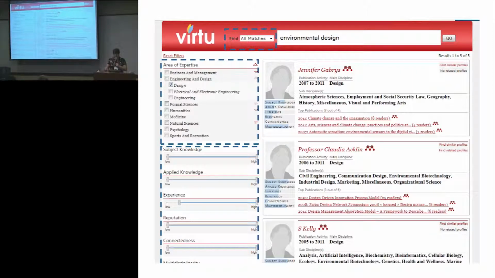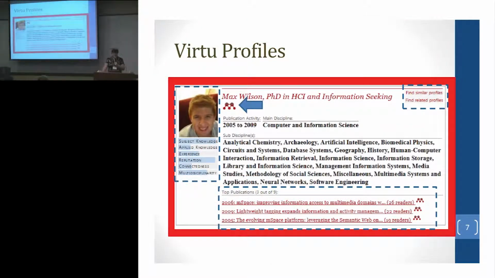And here we have those dimensions of expertise that I talked about represented as sliders. You can set the upper and lower bounds of those. So you can try to look for people with high subject knowledge, relatively low experience, low connection and multidisciplinarity.